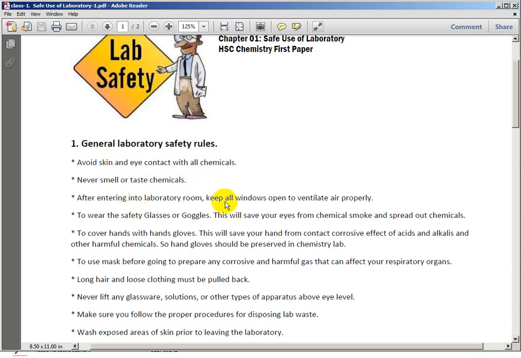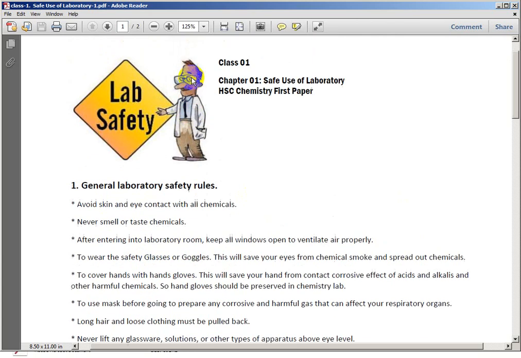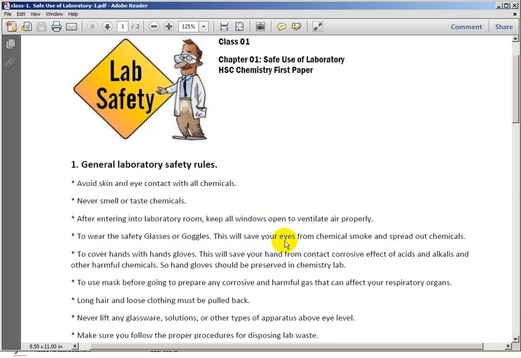When you enter the chemistry lab, you must open windows and doors to ventilate air properly, because some chemical smells are toxic and also poisonous. Wear safety glasses or goggles. This person wears safety goggles. Okay, this will save your eyes from chemical smoke and spilled chemicals.